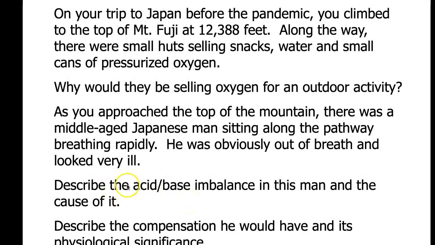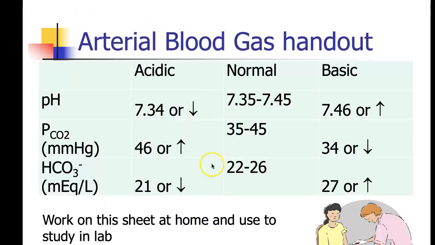Okay, so note breathing rapidly. What might that indicate? And what might that indicate then about his acid-base state? So I want you to describe the compensation he would have and the physiological significance there too. Okay. So you're going to work on your arterial blood gas handout. We'll talk about this more in lab. But you got to start with thinking about what our normal conditions are going to be. Okay. So to get you started on this, here's our normal conditions.